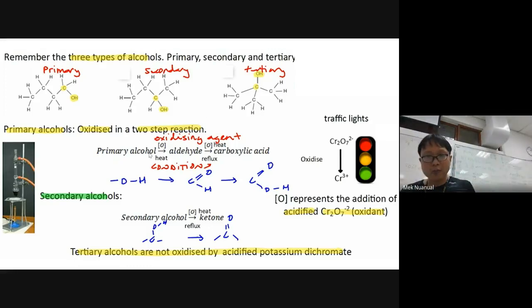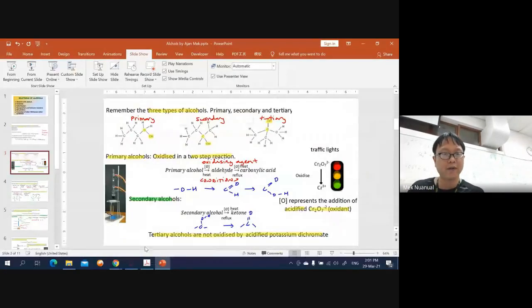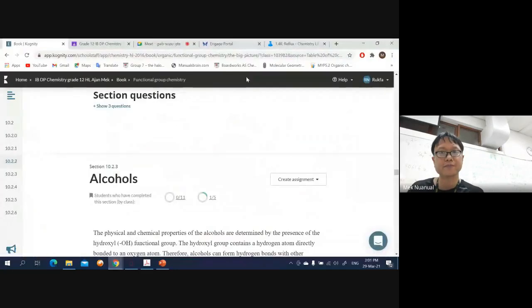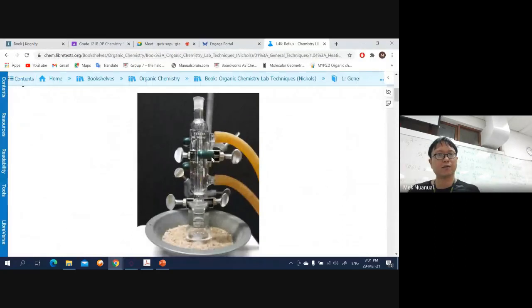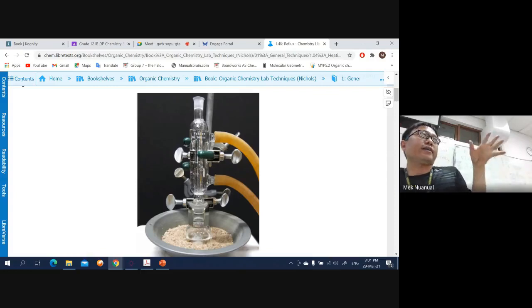Once we form that aldehyde, if we go further, using the oxidizing agent again, this time we will heat it in a special way. The second step, to go further and make a carboxylic acid, is what we call a reflux. Give me a second, let me show you a picture of that from the internet. This is a reflux. All it is, is like the condenser part of a distillation setup.